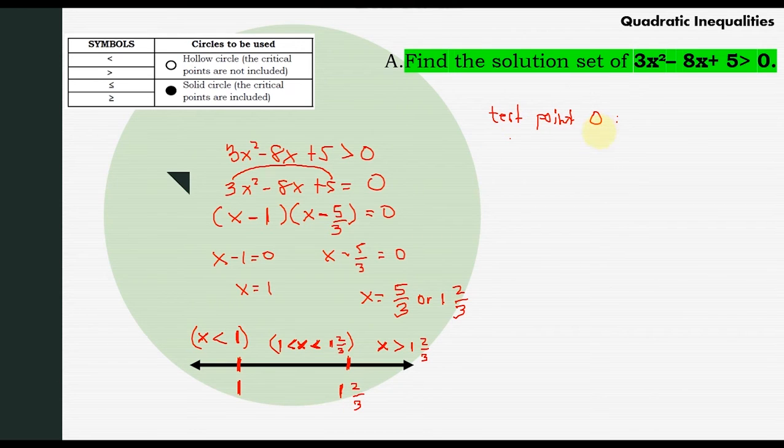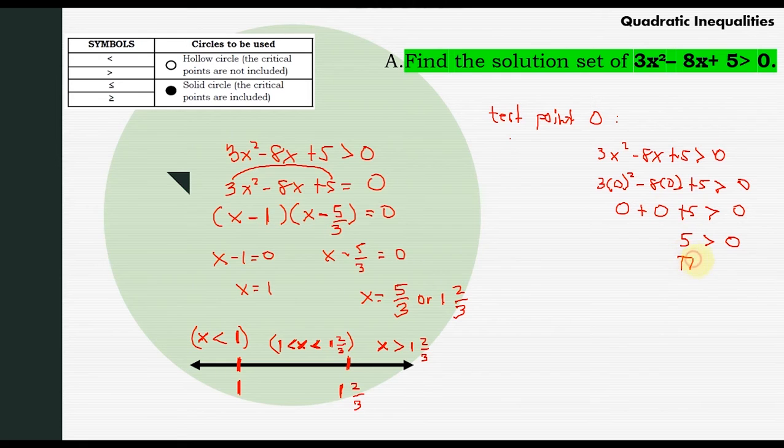And then we substitute 0 to our original inequality, which is 3x squared minus 8x plus 5 greater than 0. So this is going to be 3 times 0 squared minus 8 times 0 plus 5 greater than 0. So 0 squared times 3 is 0. Negative 8 times 0 is still 0. Then plus 5. So it means here we can have 5 is greater than 0, which is true.